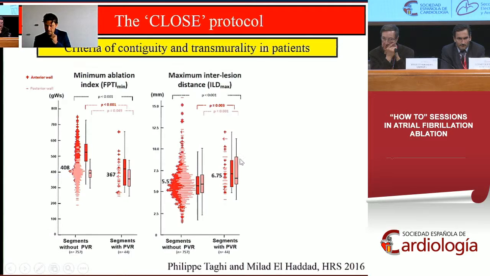For the interlesion distance, we did exactly the same. And what you can see in segments with a gap, acute or late, the interlesion distance is larger than in segments without a gap. And you can appreciate that if you would draw a horizontal line here at 6 millimeter, and then you have to go down, it would be very unlikely to see a gap. So these are the criteria we use. We use 400 index for the posterior wall, 550 for the anterior wall, and 6 millimeter similar for posterior and anterior wall.